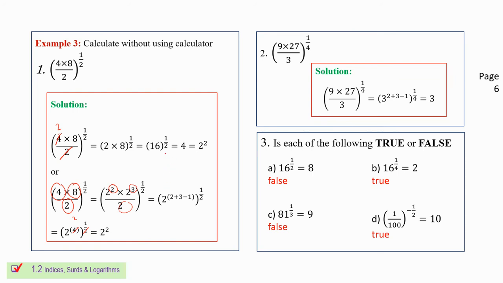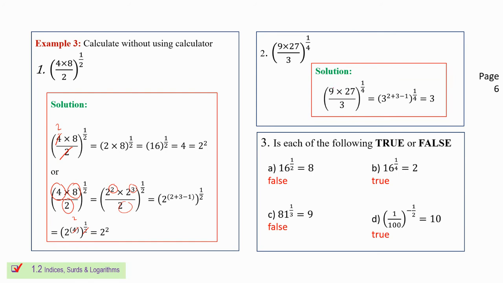It doesn't matter whether you use method one or style one or style two, the answer will be the same. So let us look at the second one, 9 times 27 over 3. I just simply use style 2.